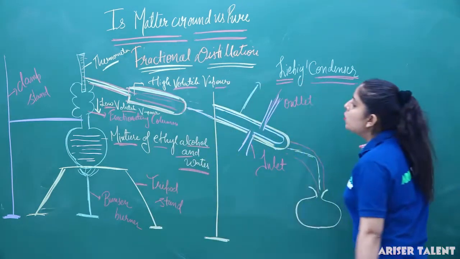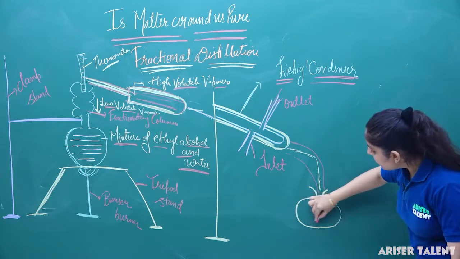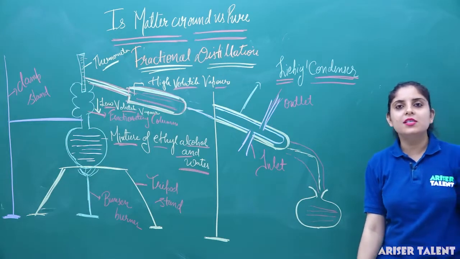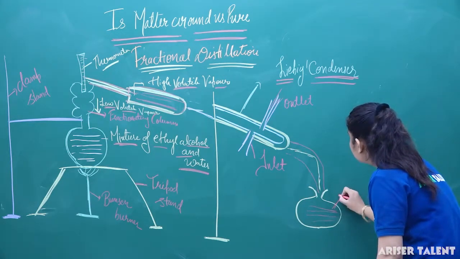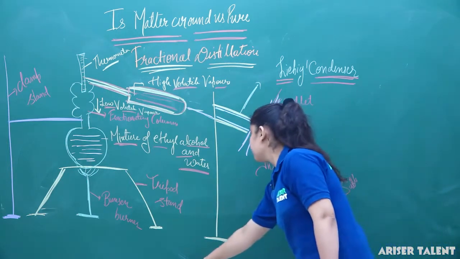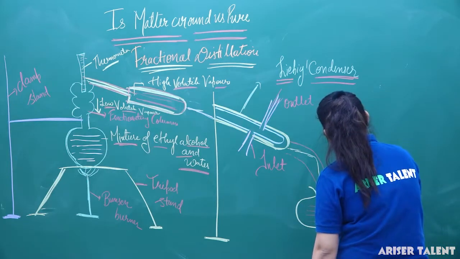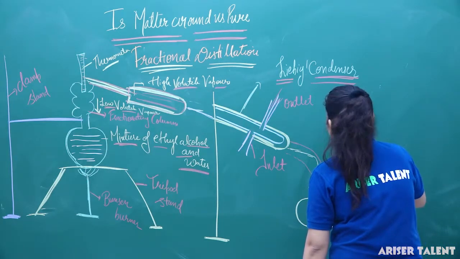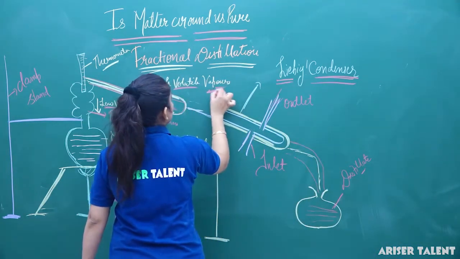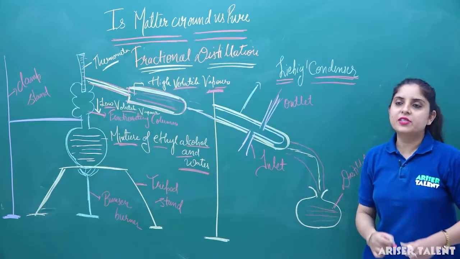So, this is the whole setup which is showing you the fractional distillation. Now, you can see that in this container, you will get the distillate, it means ethyl alcohol, which is separated from the water. So, you can see that you will get the distillate here. So, this is the whole setup we are performing for fractional distillation.